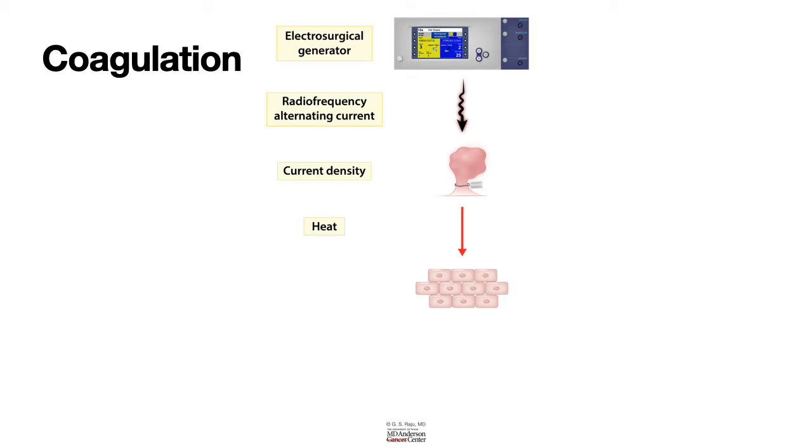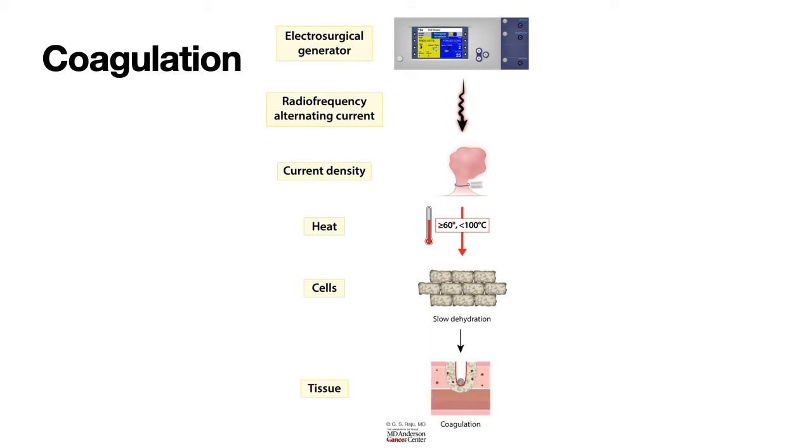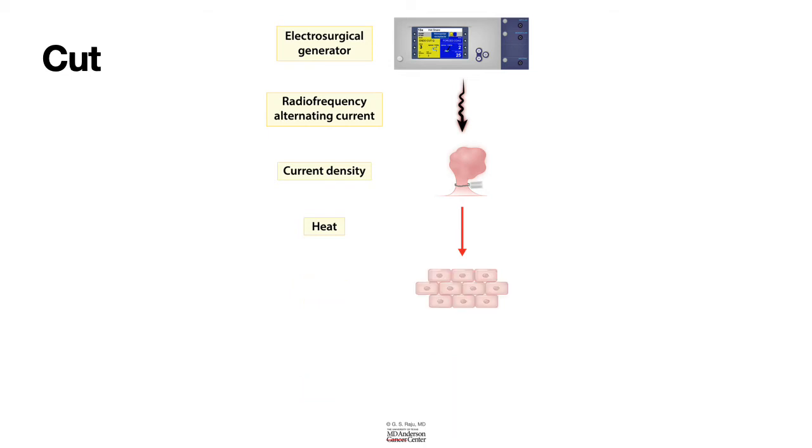If the temperature rises to less than 100 degrees and slowly, the tissue goes through slow dehydration, and that results in coagulation. On the other hand, if the heating up of the tissue happens pretty fast and goes above 100 degrees centigrade, there is vaporization or boiling of the tissue, and then that results in a pure cut.